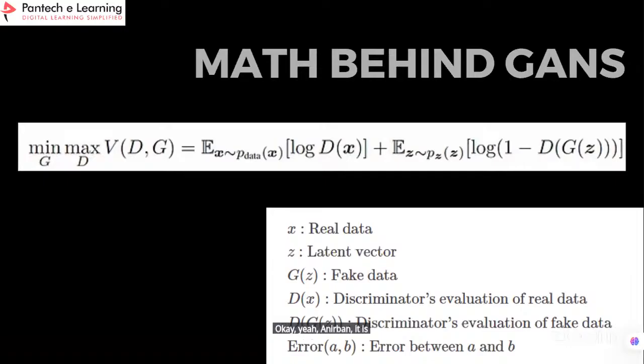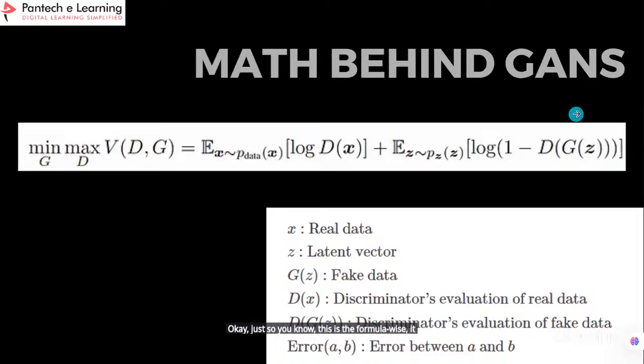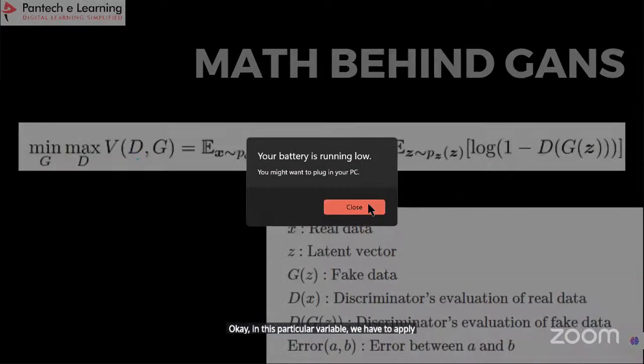It's just an example formula of how it is created. There is no need to implement it manually; we can implement this formula in our model. Just know that this is how it happens according to the formula. So our main thing is the minimum and maximum value. We have to minimize the generator model's error and maximize the discriminator model's error. V is the value function, our result. D is the discriminator and G is the generator. In these variables, we have to apply this formula.